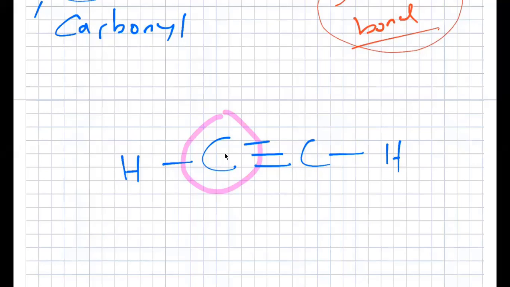Carbon always has 4 bonds. You can count them up. The triple bond counts 3 times. The bond to hydrogen counts once, so it's got 4 bonds.